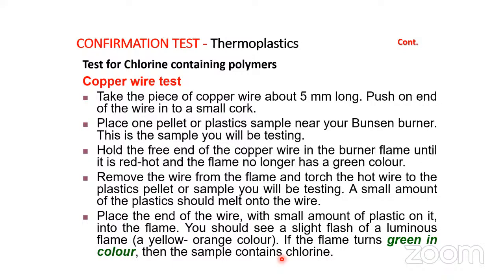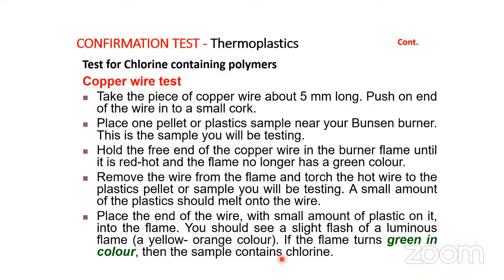After melting the polymer on your wire, if you start providing flame to it again, you should see a slight flash of luminous flame. If the flame, after that yellow orange color, turns to green, the sample contains chlorine.